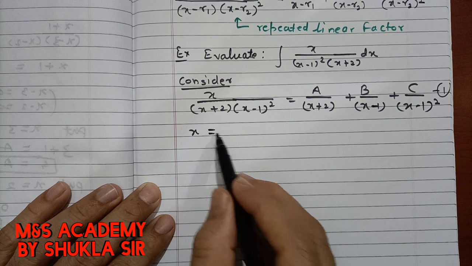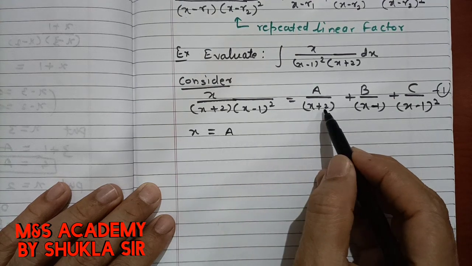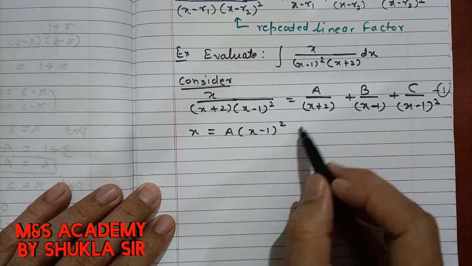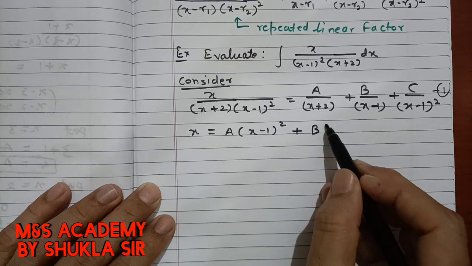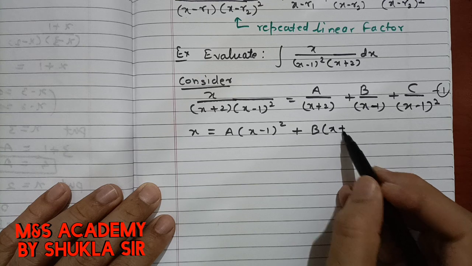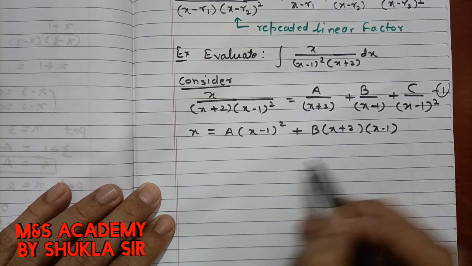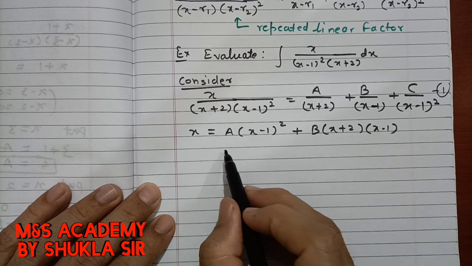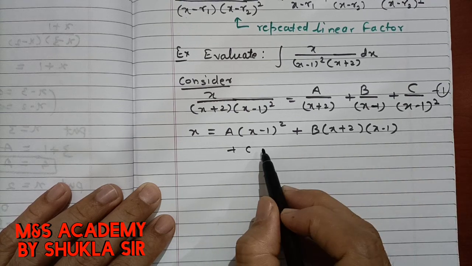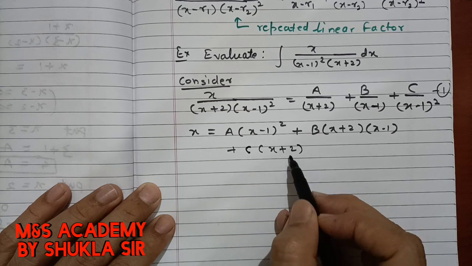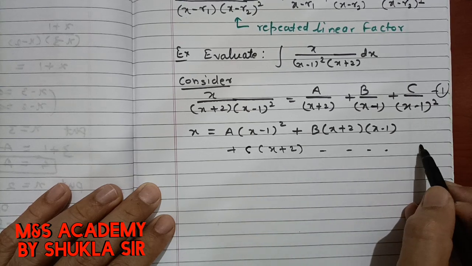Second step, x is equal to A. Now A has (x + 2) but (x - 1) the whole square we don't have, so we multiply that one. For B, (x - 1) we have, (x + 2) we don't have, and one more (x - 1) we don't have, so we multiply this. Then plus C times, we have (x - 1) the whole square but we don't have (x + 2), so we multiply this. This is our equation number 2.